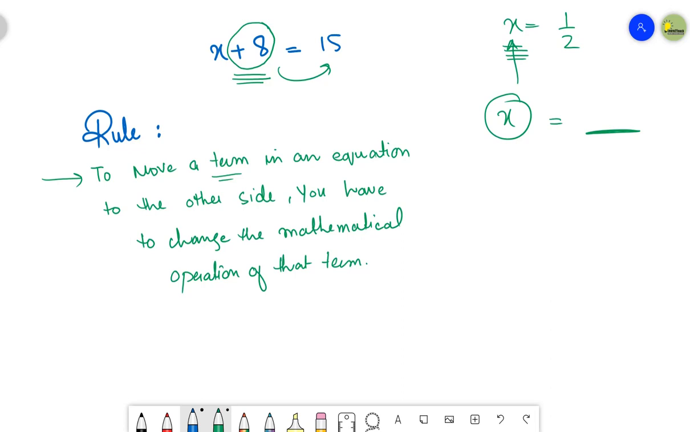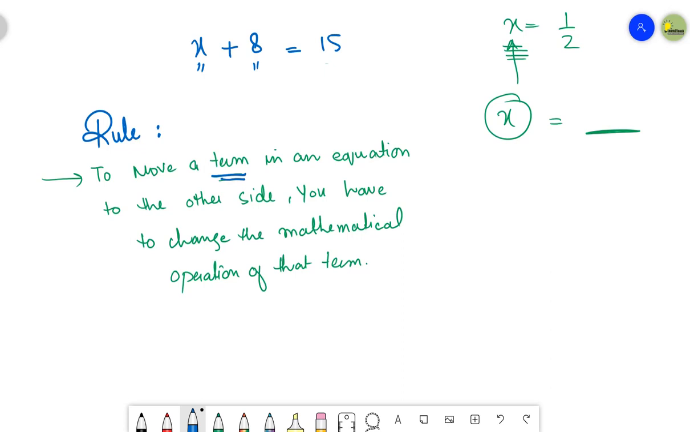I have two terms. X is one term and 8 is another term. So I have two terms over here, x and 8. A term is basically anything that is separated with an operator, or we can say with a plus or minus sign. So these are two terms, x and 8.